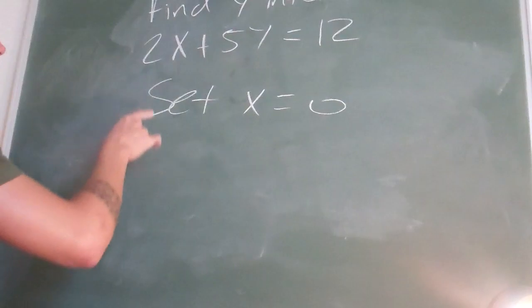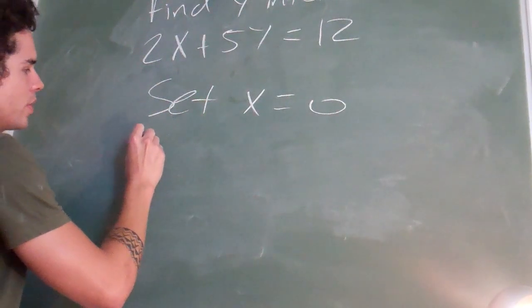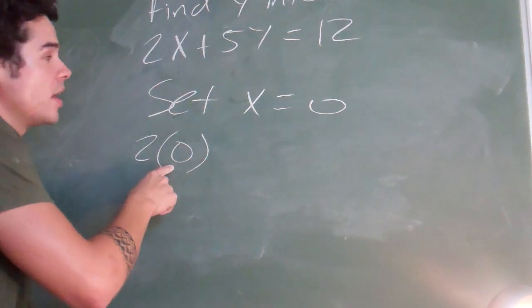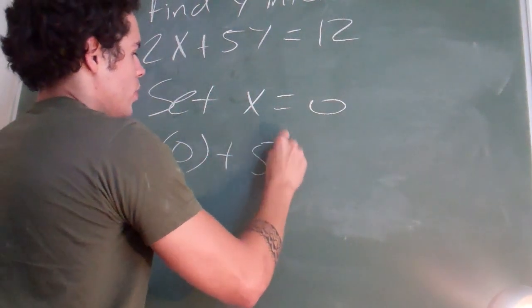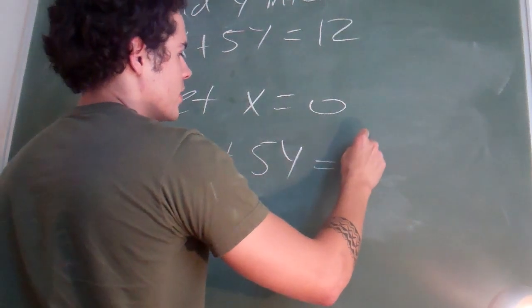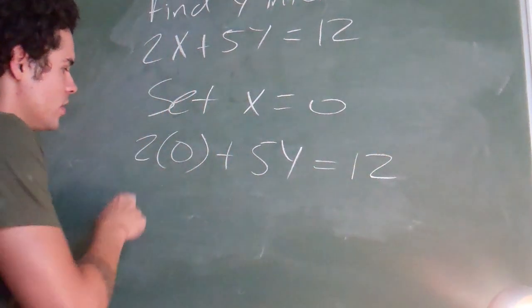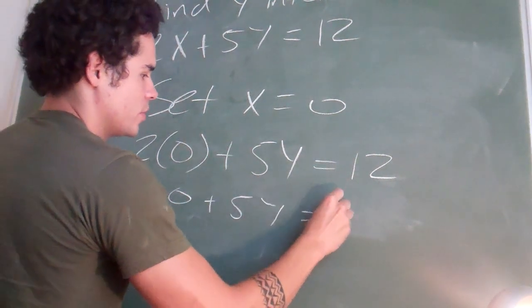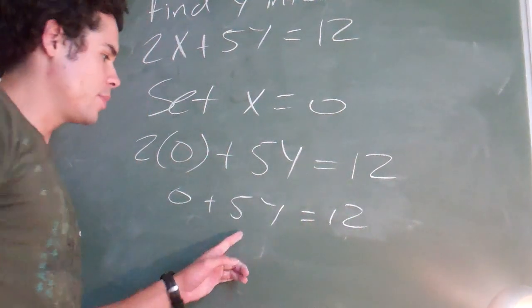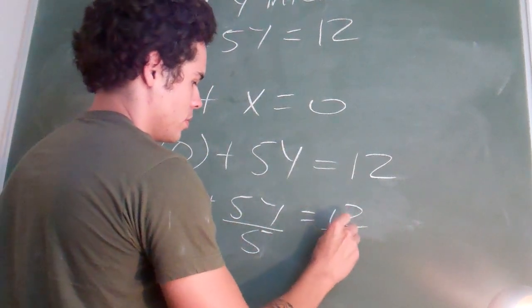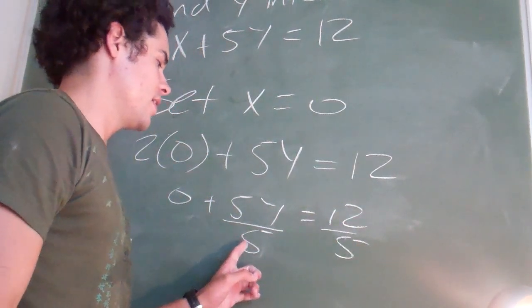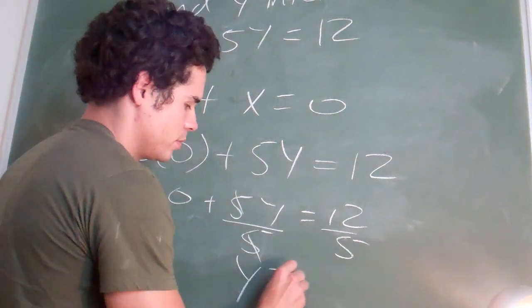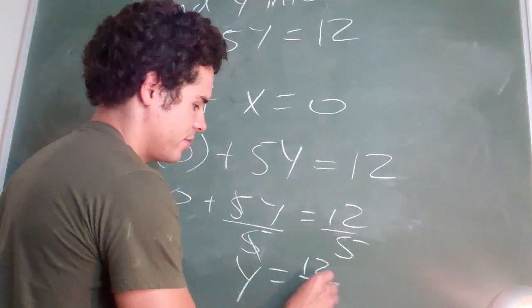If we set x equal to 0 here, then all we're going to do is say 2 times 0. We replace the x with 0, and we don't do anything with the y, just keep it as is. 2 times 0 is 0. 0 plus 5y is equal to 12. And then what we're going to do is divide both sides by 5, because all we're doing at this point is solving for y. So y is equal to 12 over 5.